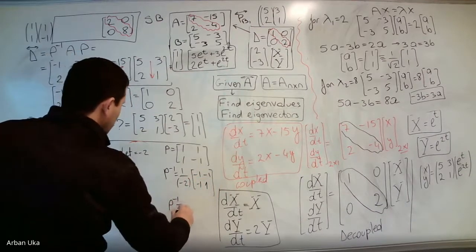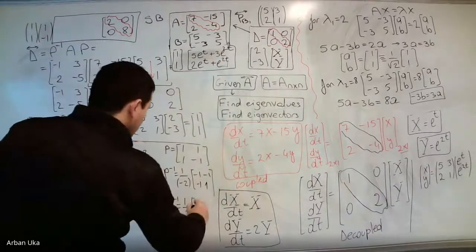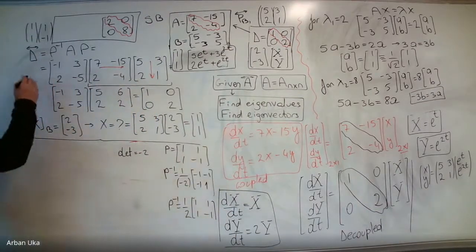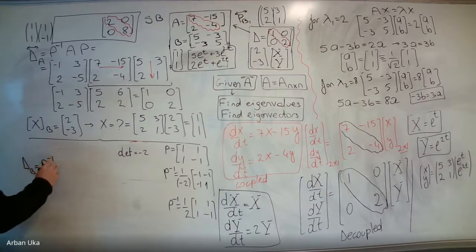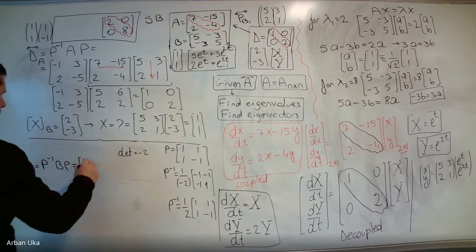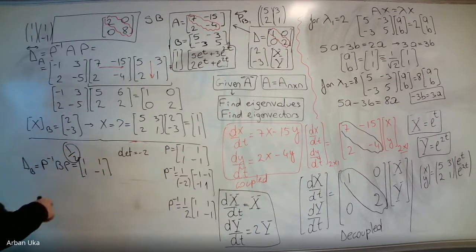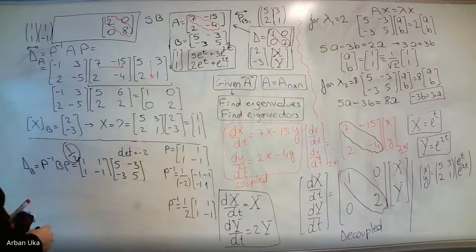So P inverse is equal to 1 over 2. Let's put the minus sign inside. This is 1, 1, 1, minus 1. So we found the P inverse. Then let's consider the diagonal matrix for A, dA. And here, the dB will be equal to P inverse times B times P. P inverse is 1 over 2 times 1, 1, 1, minus 1. I forgot to write that 1 over 2. Then this is 5, minus 3, minus 3, 5 times the matrix P.